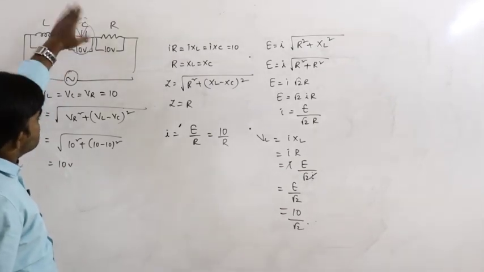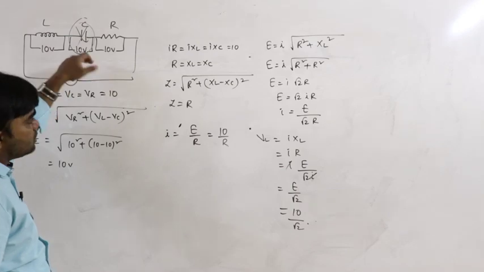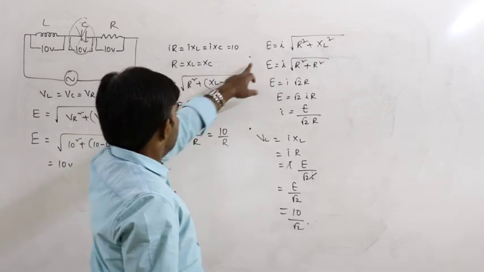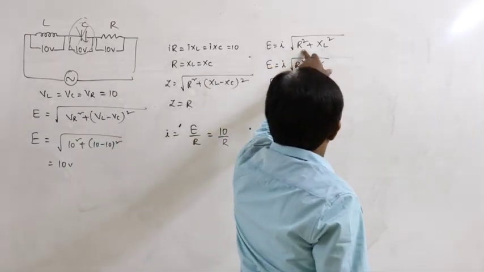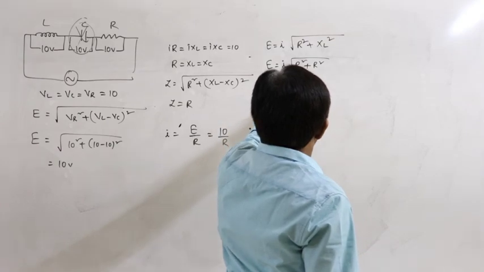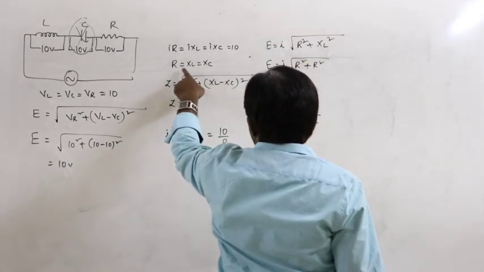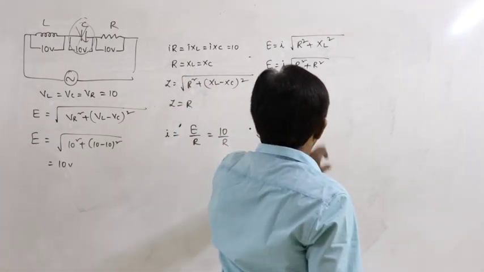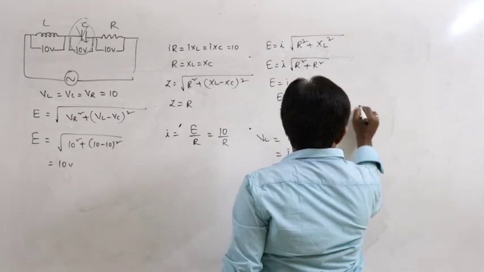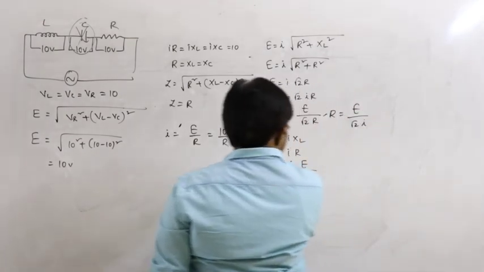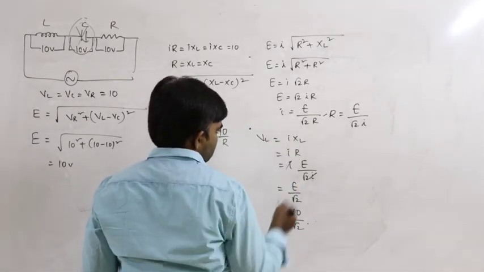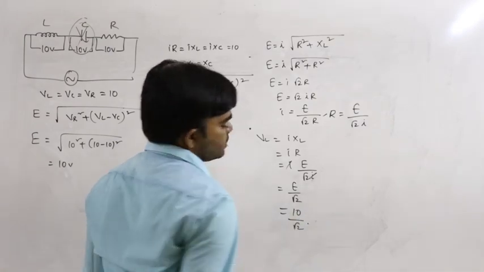After that, in the circuit the capacitor is short circuited. No, sorry, here the effective EMF is E equals I into square root of R square plus XL square. Why are we writing XL equals R? Because XL equals R here. From this, I equals E by root 2 R, and R can be written as E by root 2 I. What is VL? The potential across the inductor is IXL, so based on this, it is 10 by root 2.